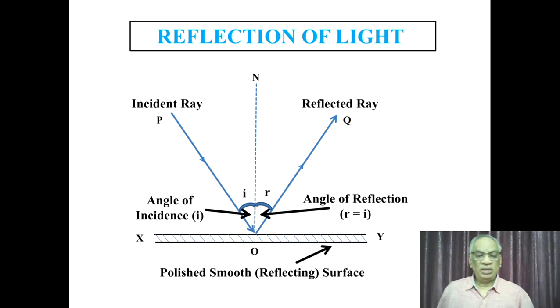A ray from point P meets the surface at point O, making an angle I, that is called the angle of incidence, and reflects back along OQ, that is the reflected ray, making an angle of reflection R. The angle of incidence is equal to the angle of reflection. And one more important thing you can notice: the incident ray, the reflected ray, and the normal all will be in the same plane.